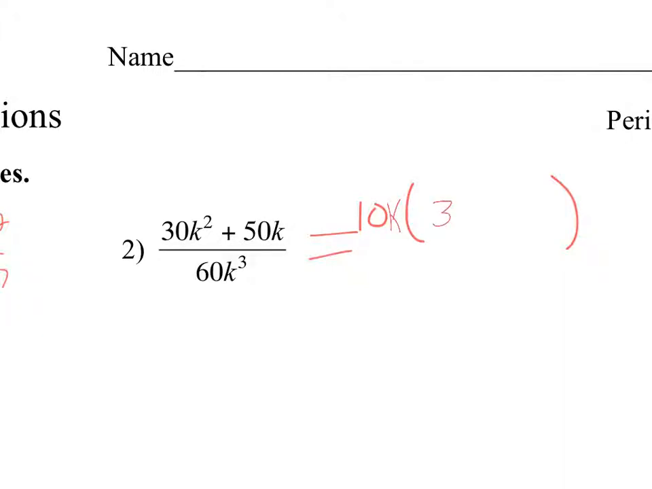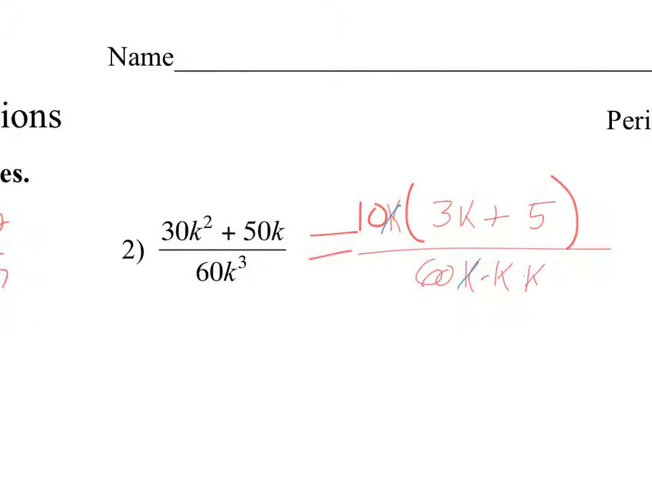So 3k, because 10 times 3k is 30k, plus 5, because 5 times 10k is 50k, all over 60k times k times k, because k to the third is just k times k times k. Well, look, we start to notice that I've got 10 and 60, and those can cancel out. They can reduce as a fraction, and then I've got the k and the k. So I'm going to go ahead and start reducing this fraction. 10 over 60 looks like 1 over 6, and then get rid of one of the k's.